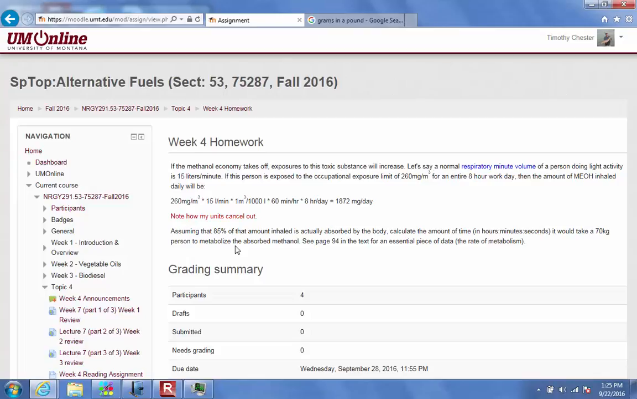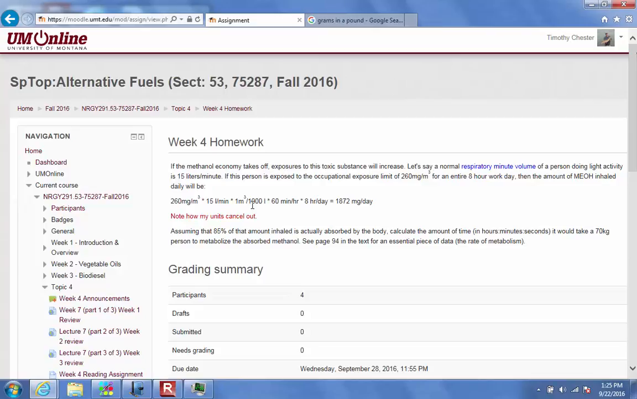Person's exposed to it, we know what their exposure limit is, 260 milligrams per cubic meter for an entire 8-hour workday. So we have a time component in there. We have a quantity limit, and we also know their respiration rate. So right off the bat, we can put all that into an equation. And if you look, there's all our useful numbers. There's our occupational exposure limit. We know it's 15 liters per minute.